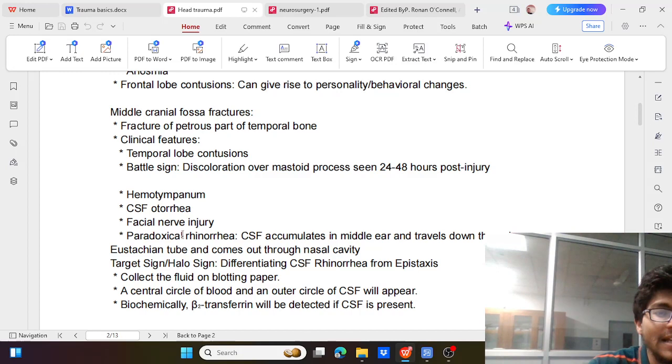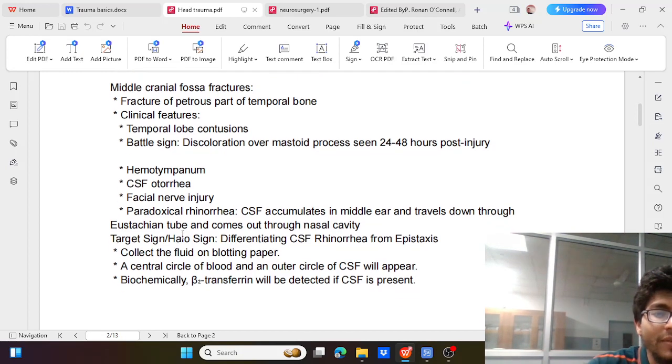Then paradoxical rhinorrhea. What happens here is CSF accumulates in the middle ear, then travels down the Eustachian tube and comes out through the nose. So from the middle ear to the Eustachian tube to the nasopharynx and through the nose. That is paradoxical rhinorrhea.